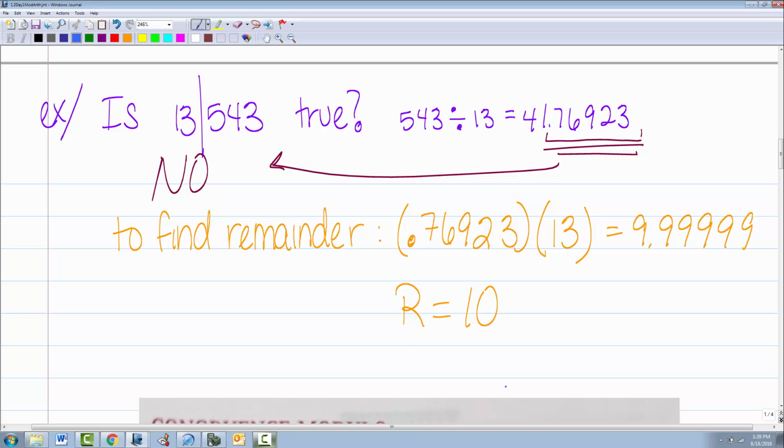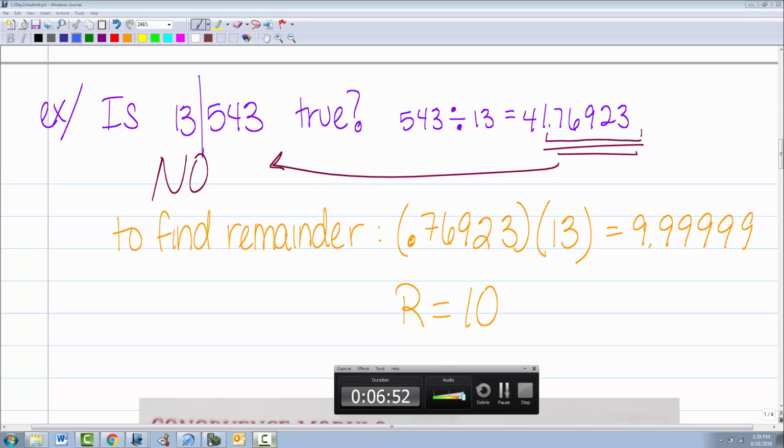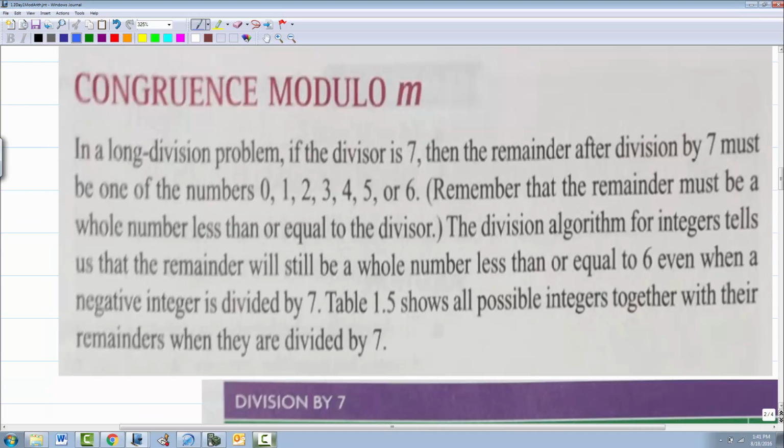What if for giggles, I wanted you to tell me what the remainder would be? Well, all you have to do is take this decimal and multiply it by what you divided by, because that's how much of a 13 you missed. You were that much short of a 13 of going in. So if I take that decimal and multiply by 13, why do we get 9.99999? Why does that happen? Okay, and I'll let that sit out there.